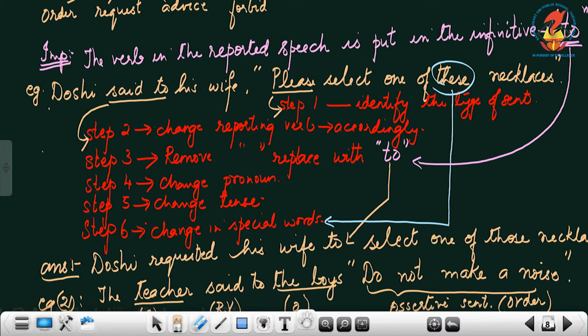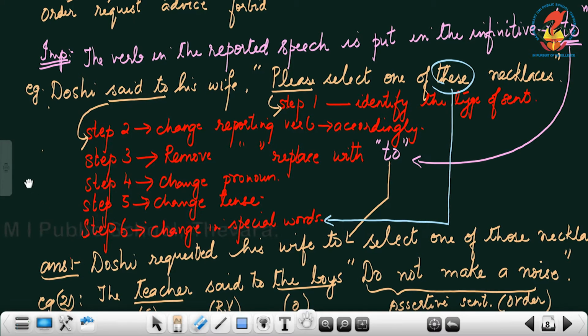Now, step number 4, change in the pronouns. "Please select one of these necklaces." Is there any pronoun in this sentence? No. So forget about step number 4. Step number 5, change the tense. "Please select one of these necklaces" signifies simple present tense. Then, change in the special words. Is there any special word? Yes, there is one special word: these.